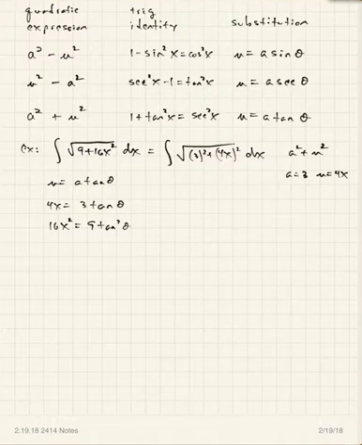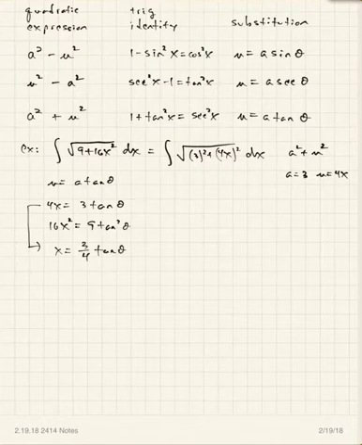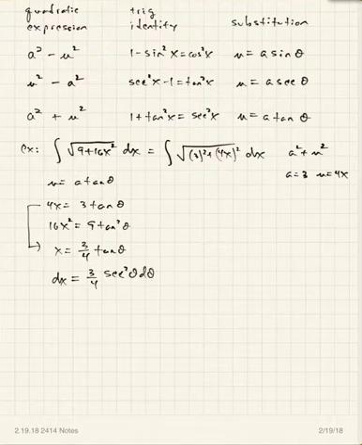And also, if 4x is equal to 3 tangent theta, then x is 3/4 tangent theta. And remember, you're going to always end up having to find dx as part of the substitution. So dx would be 3/4 times secant squared theta d theta. All right, so lots to substitute here. So let's see how this works out.